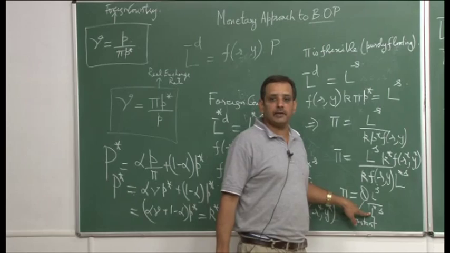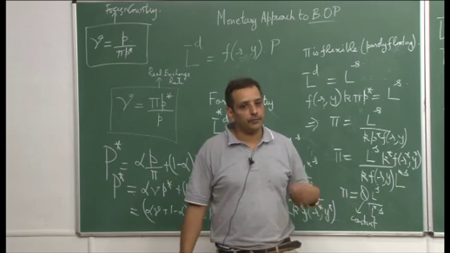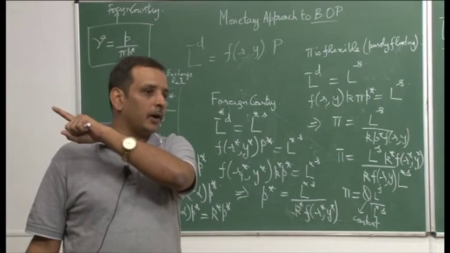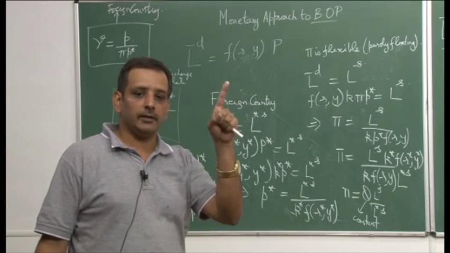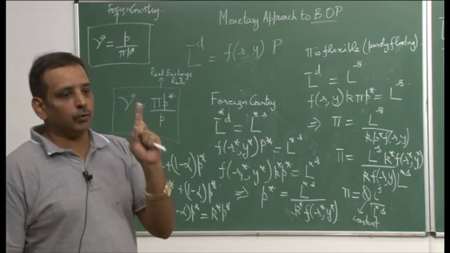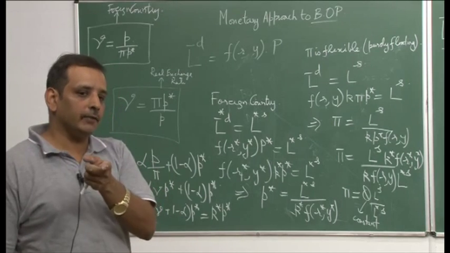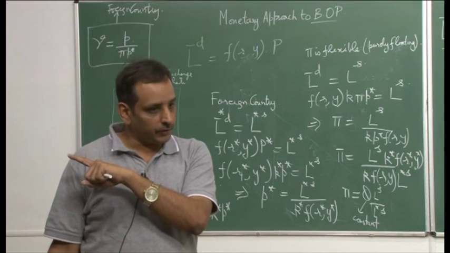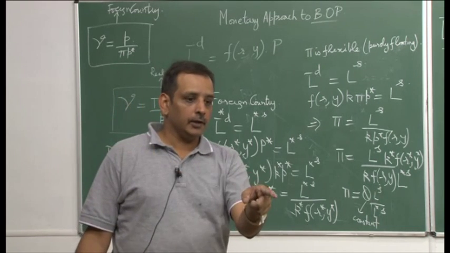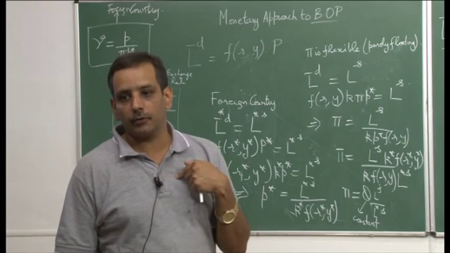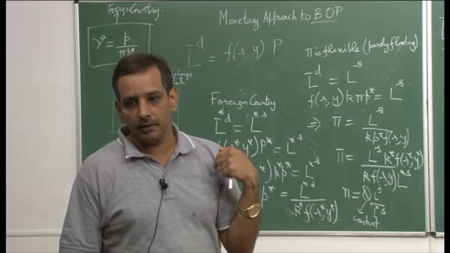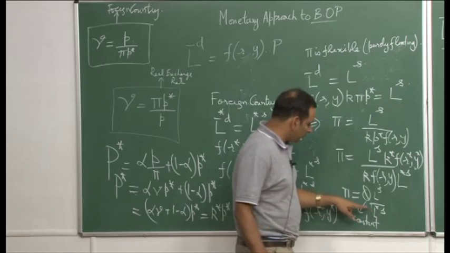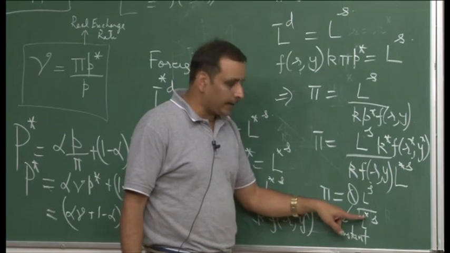If foreign money supply increases, can you think what will happen? There will be an excess supply of money in their market, which is equivalent to saying that there is excess demand for goods and bonds in their market. So, they will have a balance of payment deficit, and we will have a surplus. So, when we will have a surplus, our currency would appreciate. That is why you have an inverse relationship between pi and L star S.